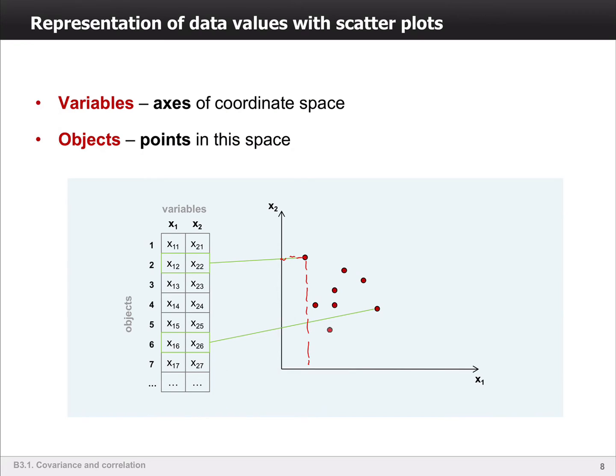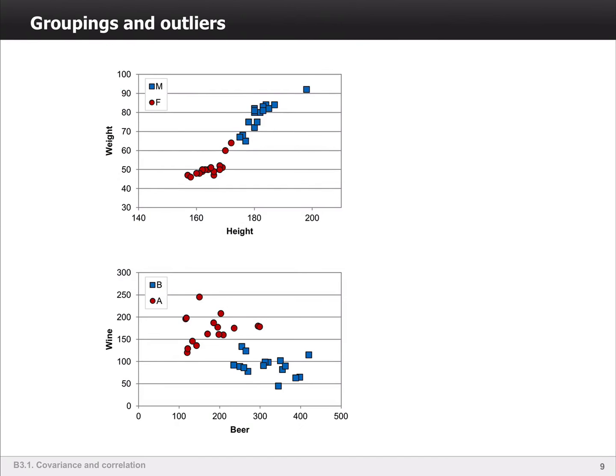So once again, in the scatter plot, variables are the axes of coordinate space, and objects are points of the coordinate space. Let's look at some plots I have made for the people data. So let's start with these two. We have height and weight, and look at this. I made the scatter plot, plus I use colorization and different marker types for showing some groups.